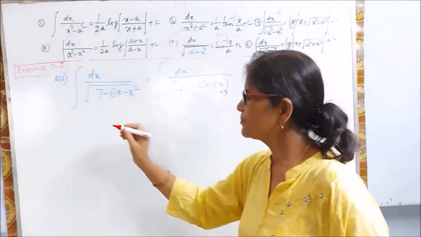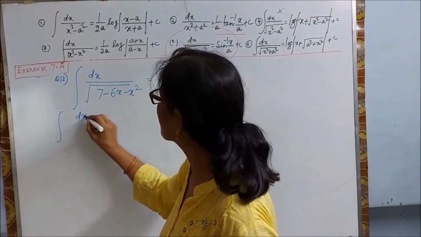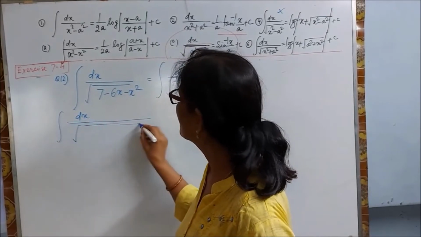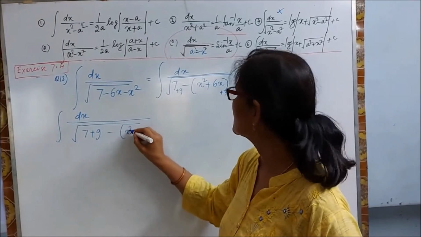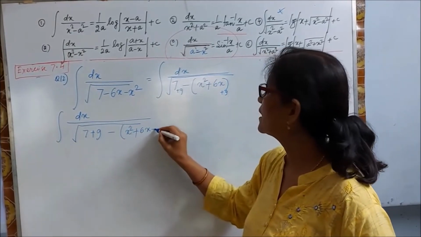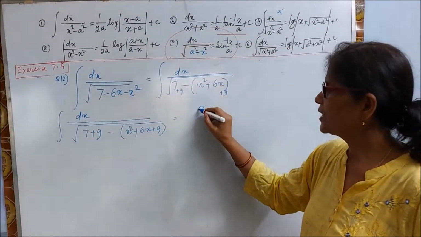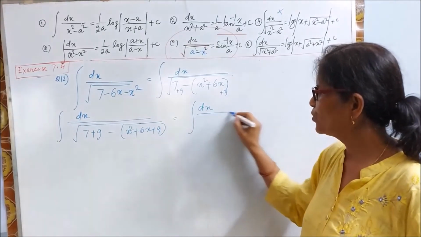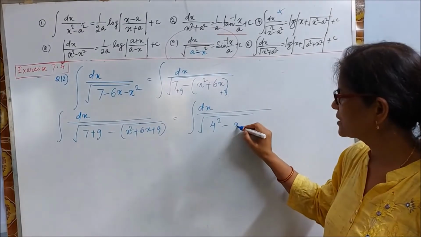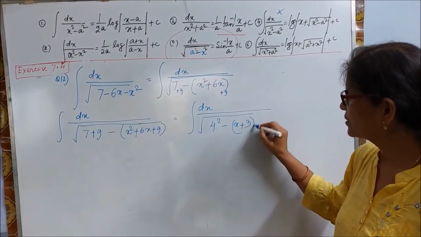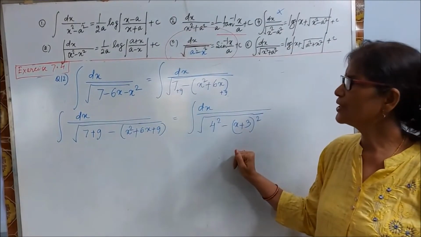So I'll write the steps. This will be dx under root 7 plus 9 minus within bracket x square plus 6x plus 9. In the next step I'll write dx by under root 16, which is 4 square, minus x plus 3 whole square. So this was converted to this.